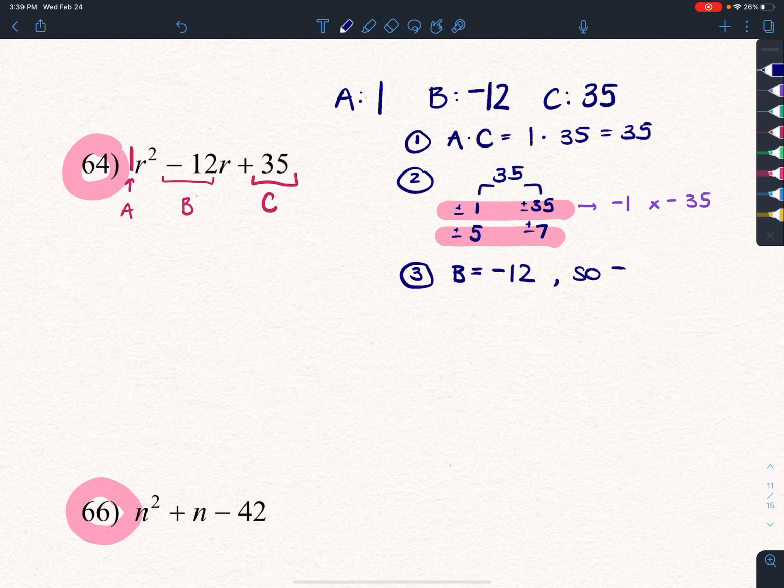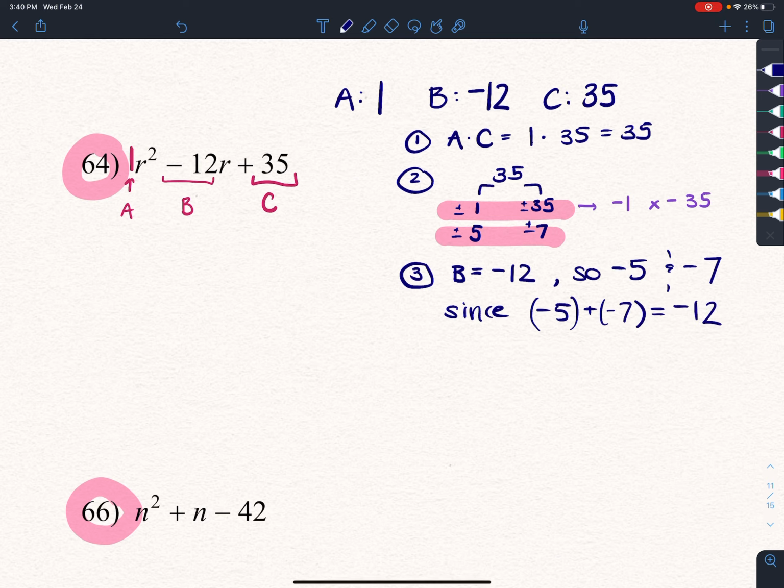So we're going to choose negative 5 and negative 7, since when you add those up, negative 5 plus negative 7, you get negative 12. So that's your sum. Negative 5 times negative 7 gives you positive 35. So this is your product, this is your sum. And that's the title of this method.